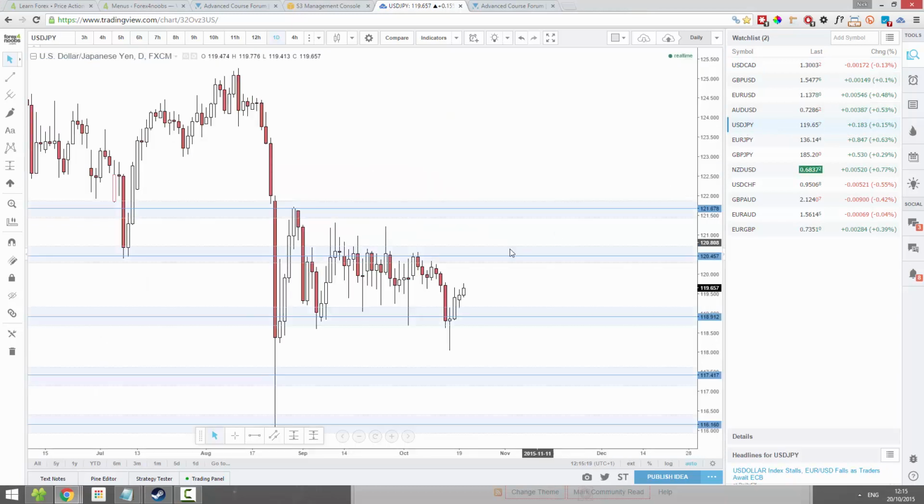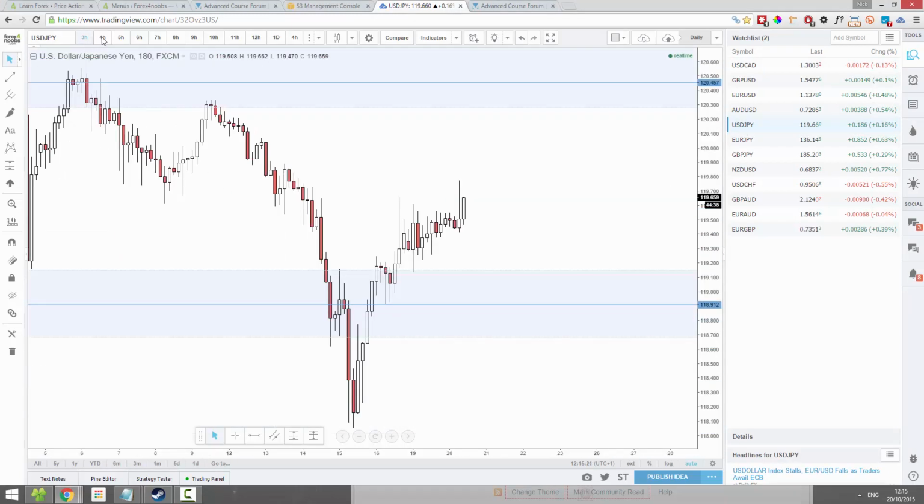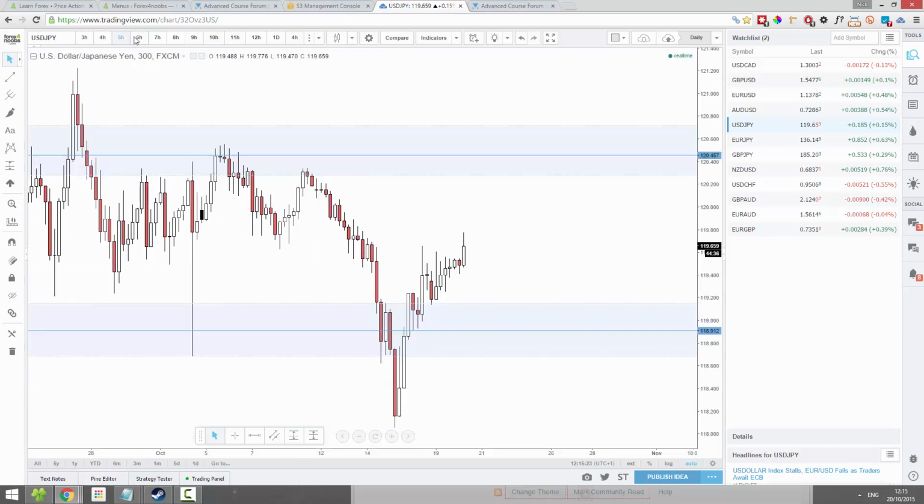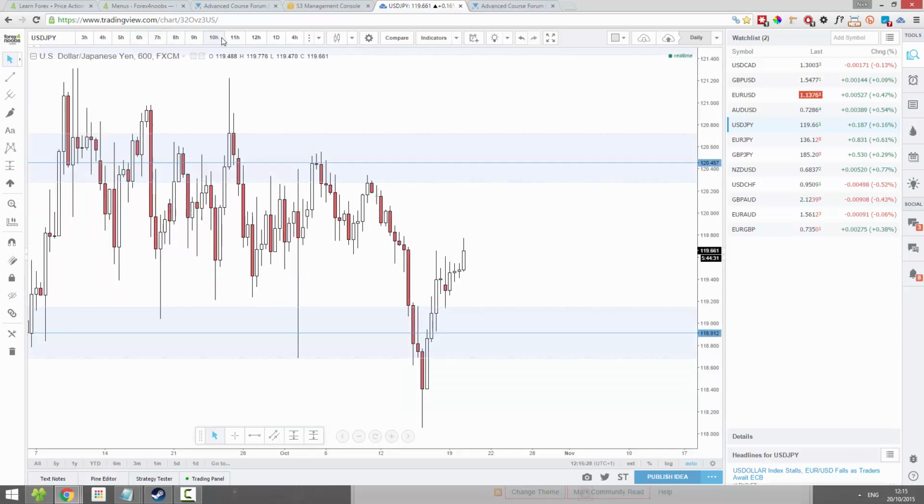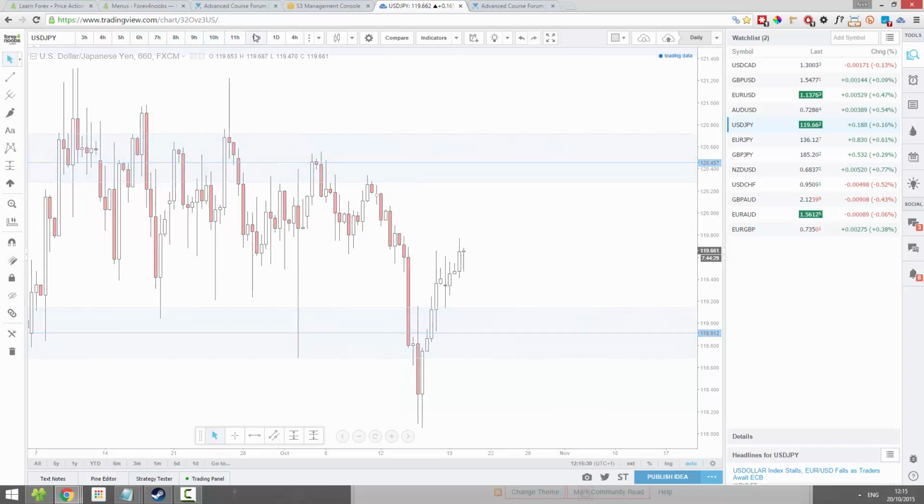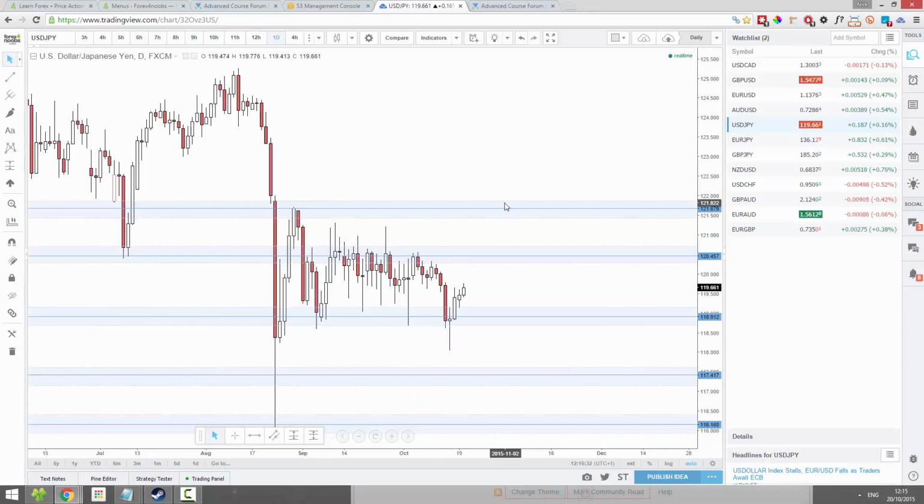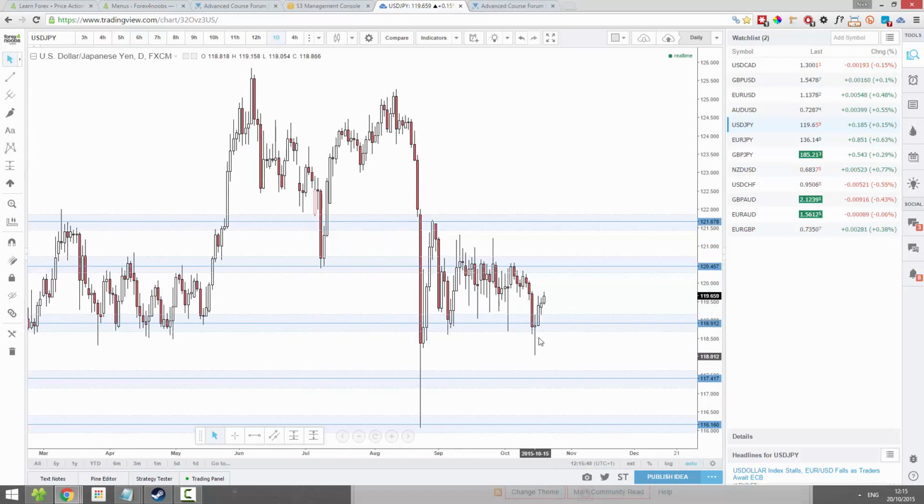USDJPY, let's take a quick look. Starting with 3 hour, 4, 5, 6, 7, 8, 9, 10, 11, 12, daily. Set up on the daily, probably not really a tradable setup. That lower wick was too long, but it's too late anyway. This was not a setup that would be taken this week. This was last week. But if anyone is in this, I probably wouldn't have entered because of that lower wick. It would have made risk reward ratio pretty much impossible.